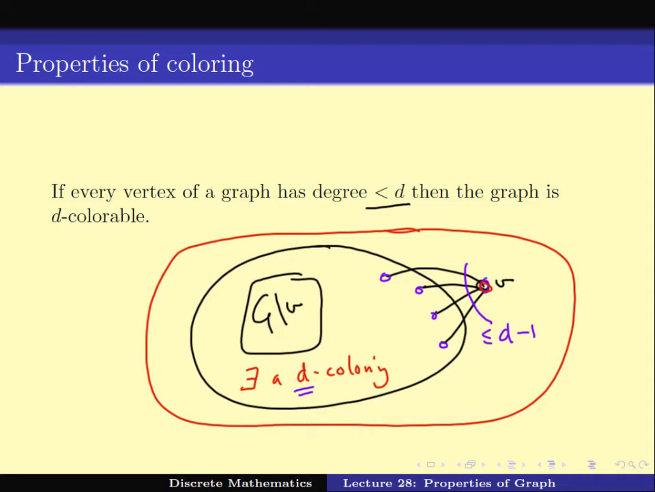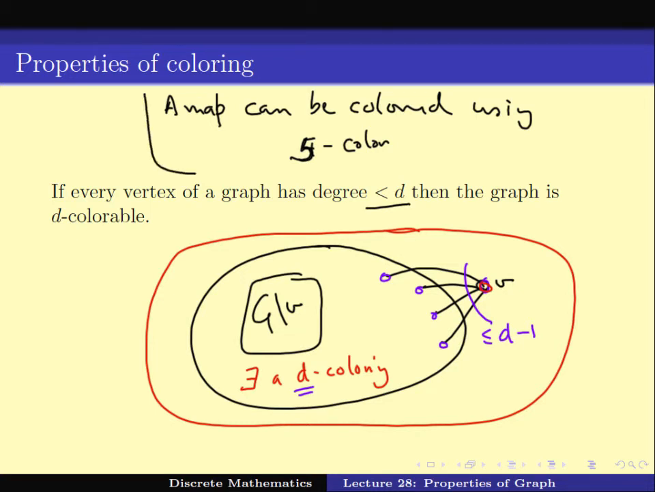So this is again a very nice property that would come in handy many times. And using this one, actually, you can prove that a map can be colored using 5 colors. 4 colors is slightly hard, but 5 colors is easy. So you can get this proof using this particular theorem that I have proved. I leave it to you to go and check the proof of this.